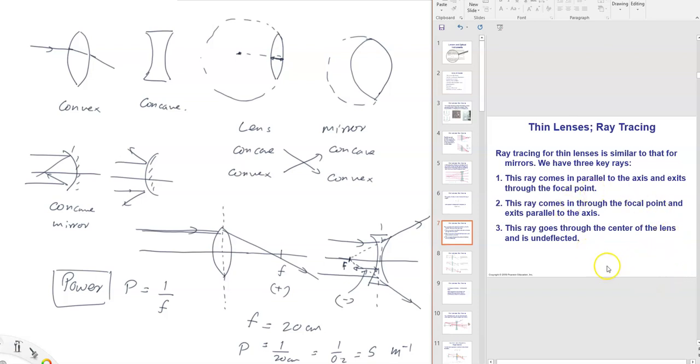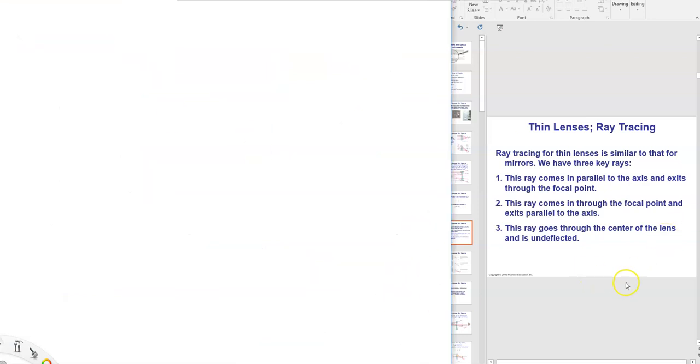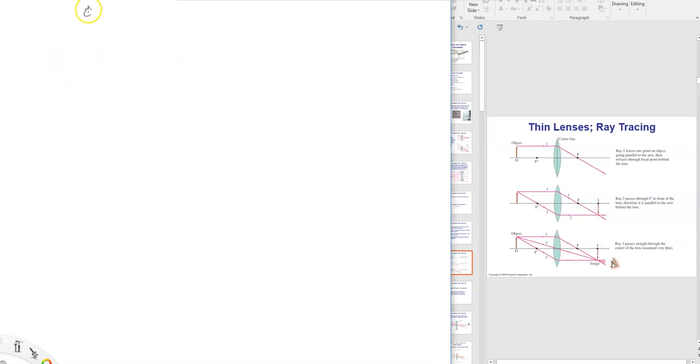Some important points in drawing ray diagrams. Let me erase this. Let's work on a few ray diagrams. How do we draw the diagrams for convex lenses? How do we find the image? Kind of similar to mirrors. The only thing is light does not reflect, it goes through the lens. So let's start with convex.